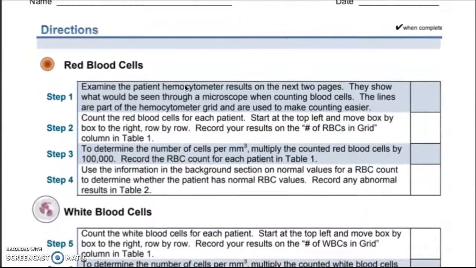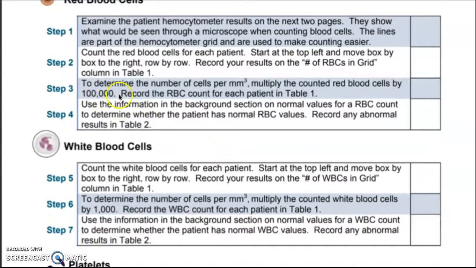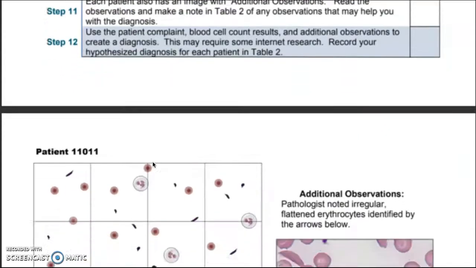So here are the instructions. What you do, you'll count the red blood cells. You'll do a couple calculations. Just read through this. It'll explain what to do.